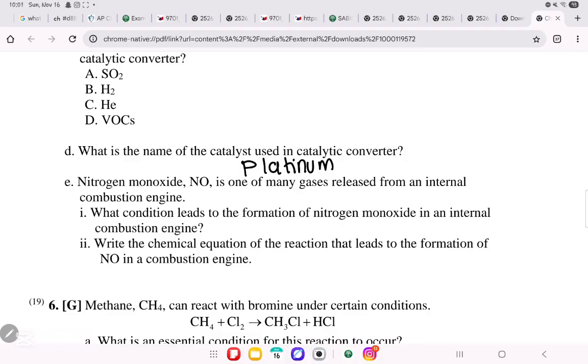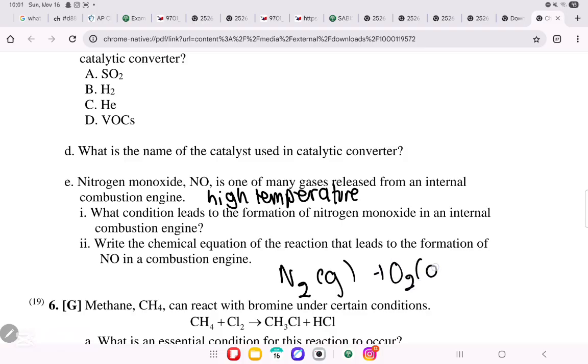Nitrogen monoxide is one of many gases released from an internal combustion engine. What condition leads to the formation of nitrogen monoxide in an internal combustion engine? This condition is high temperature. Okay, now part 2, write the chemical equation of the reaction that leads to the formation of nitrogen monoxide in a combustion engine. So it's gonna be nitrogen, which is a gas, will react with O2 gas under severe temperature and pressure. And it will form what? It will form 2 nitrogen monoxide gas.